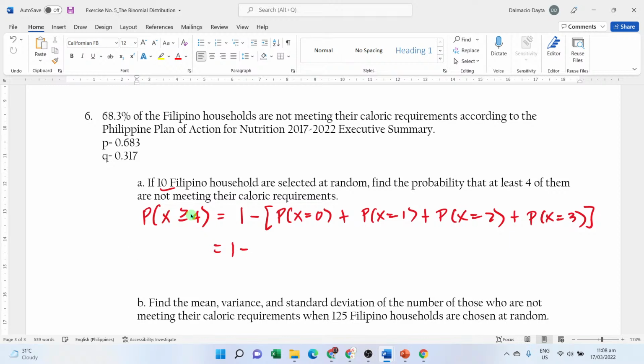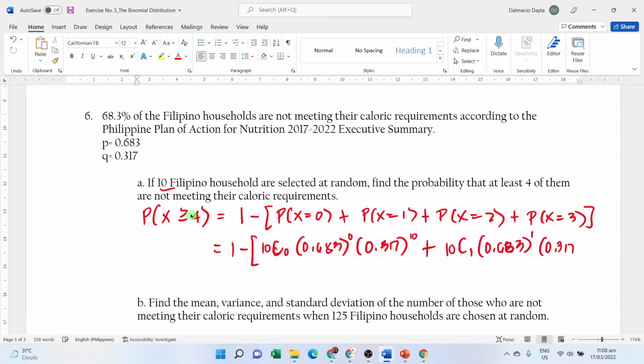Gawin natin. 1 minus, for x equals 0, we have 10 combination 0 times 0.683 raised to 0, times 0.317 raised to 10. Okay, para kay 0 pa lang yan. 10 combination 1, 0.683 raised to 1 times 0.317 raised to 9. Para kay 1.